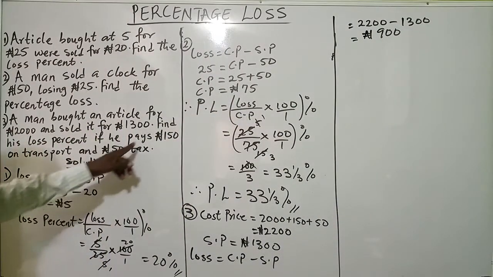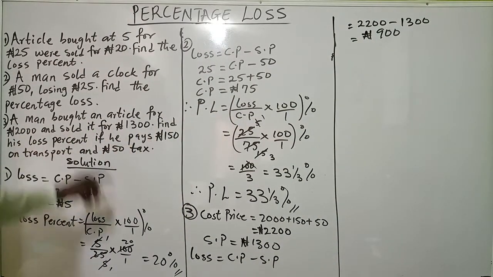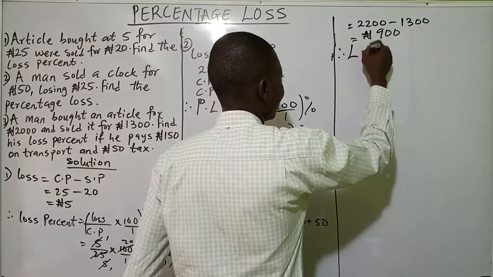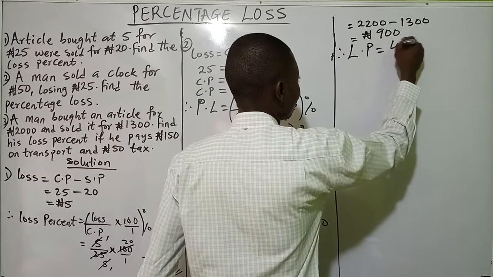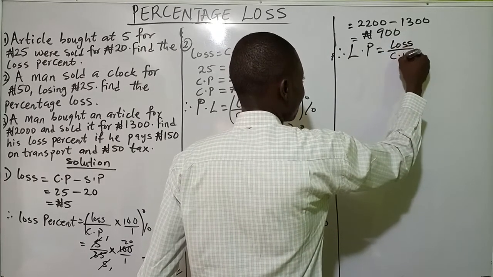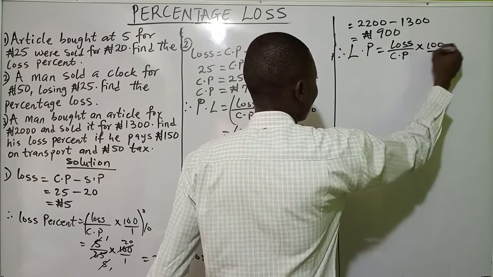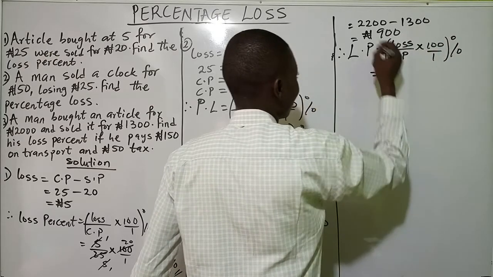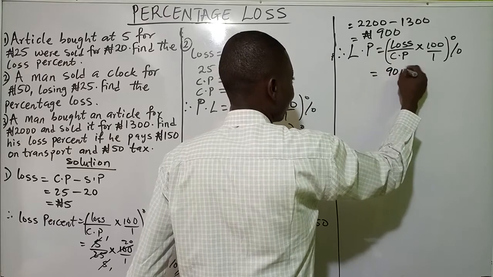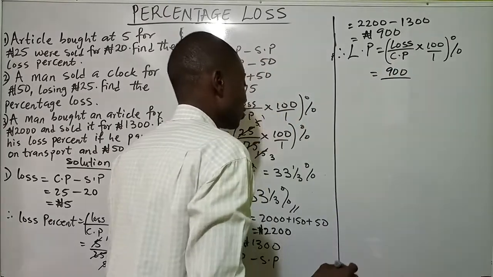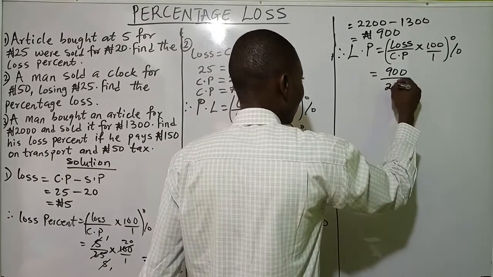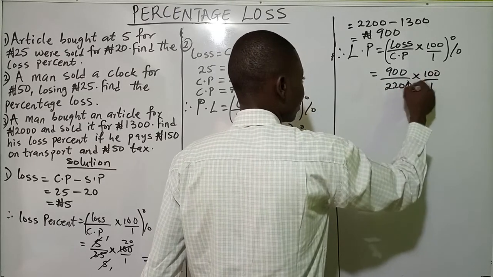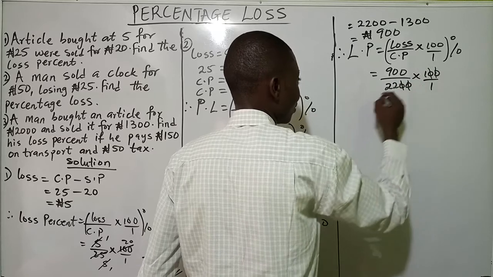Now the question says we should find his loss percent. Loss percent, or percentage loss, equals loss over cost price times 100 over 1. What is the loss? The loss is 900. We just calculated that. Over the cost price, which is 2,200, times 100 over 1. 0 cancels 0, 0 cancels 0.